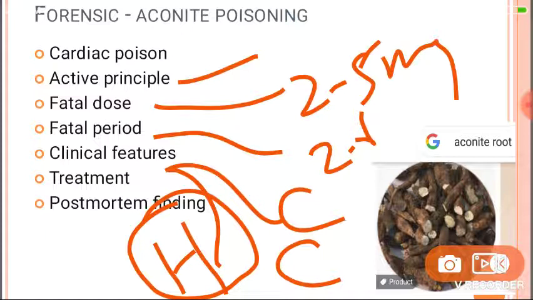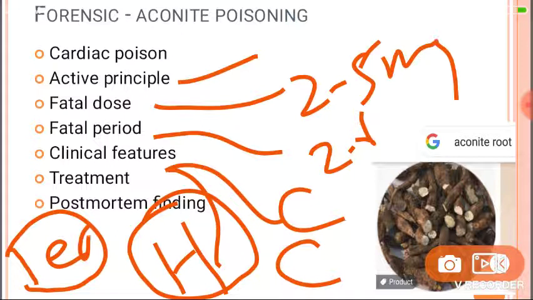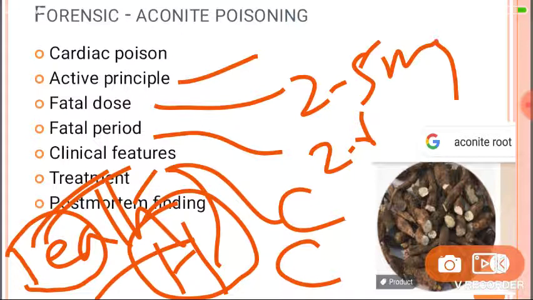Don't forget hippus. Hippus is alternate contraction and dilation of the pupil, which is abnormal, which is not controlled by external stimuli. So it is basically spasmodic contraction, and later the pupils will become dilated. There will be dimness of vision, etc. Then there can be death, right? Respiratory centers can be paralyzed, heart can be paralyzed, and there will be death. Death is caused by aconite root.